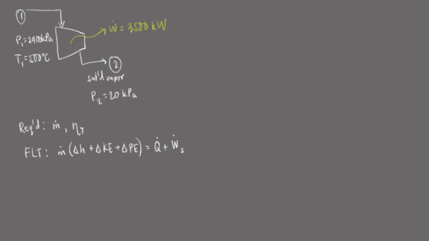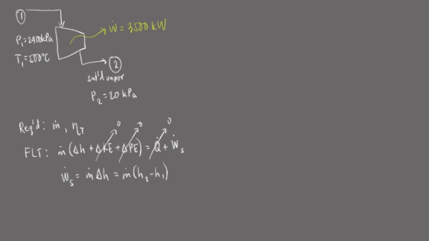For this problem, we can simply assume that the turbine is adiabatic and kinetic and potential energies are negligibly small. Since we will be dealing with an isentropic efficiency, our base case assumption for the turbine is it is adiabatic and reversible. Our energy balance equation simplifies to the rate of shaft work is equal to mass flow rate times delta H. Delta H in this case is simply H2 minus H1. We can determine the values of H2 and H1 from steam tables.